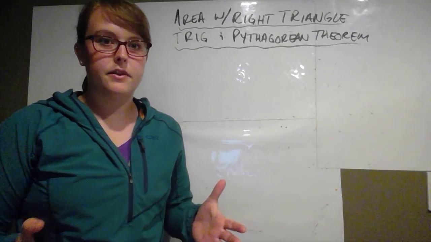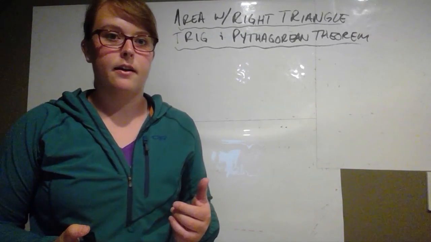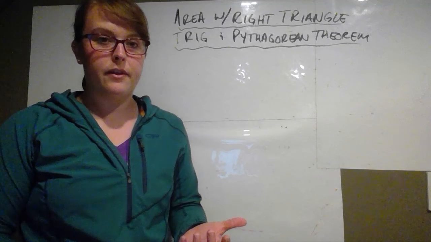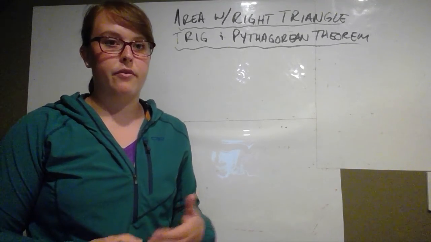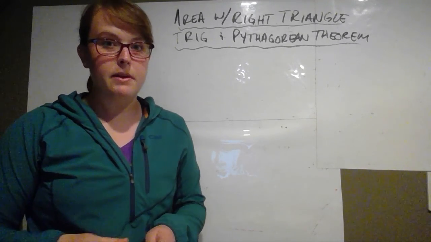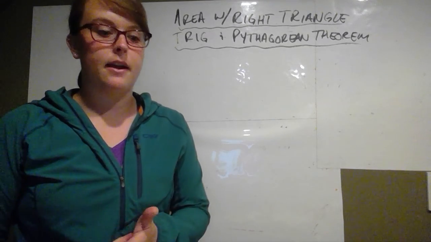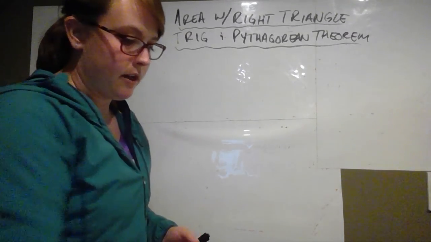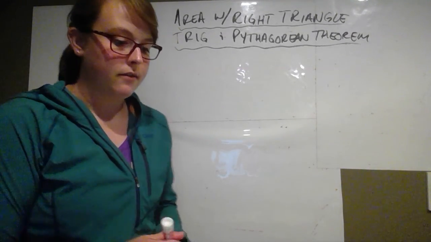Hey there. So today we're going to talk about how to find area when you might not have all the information that you need right away in order to find the area. So this is going to be using right triangle trig and the Pythagorean theorem. So let's start with a right triangle.